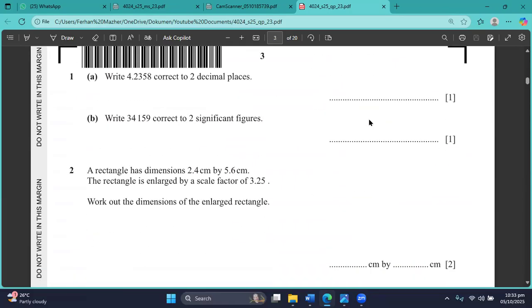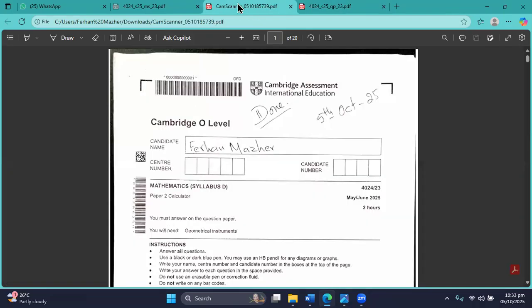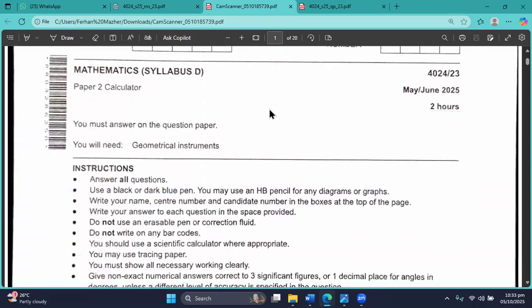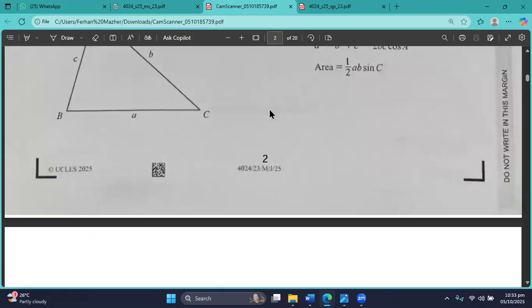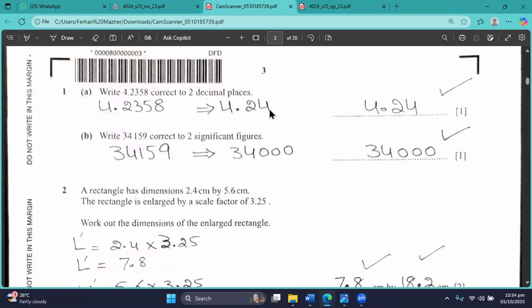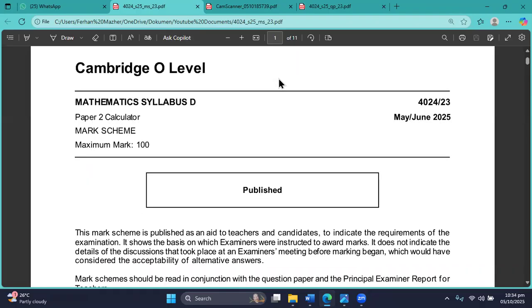So here we go to question number 1. In question number 1, he says write 4.2358 correct to 2 decimal places. 2 decimal places means after the decimal 2 places, and that is up to 3, and then after the 3 we have 5. So I will make this 3 into 4. Let me show you the solution. So when I round it off, it will be 4.24. Let me check the marking scheme.